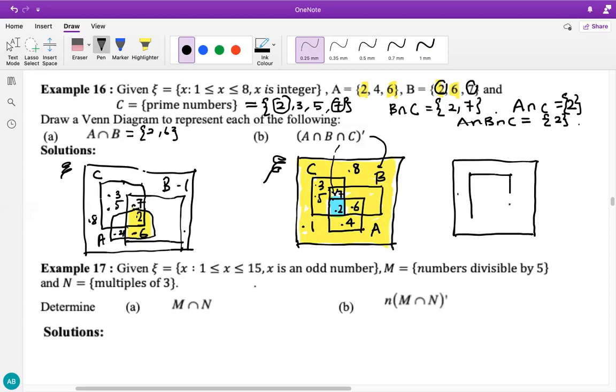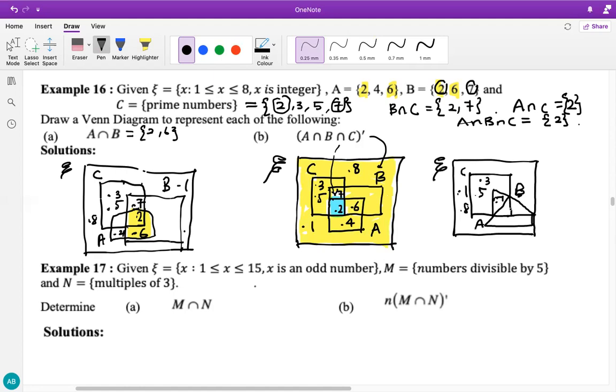So this one just now, we have a triangle. Then we have a bigger triangle. Right? So we can start to put 3, 5, 7. This is B, set B. This is set A. And outside 1 and 8.